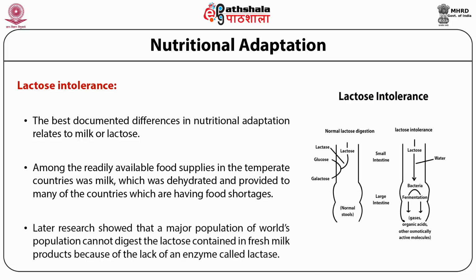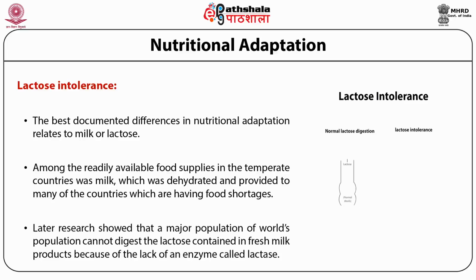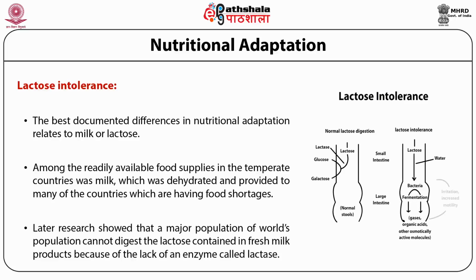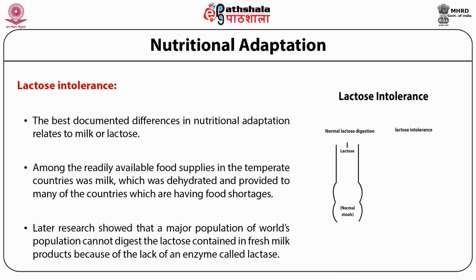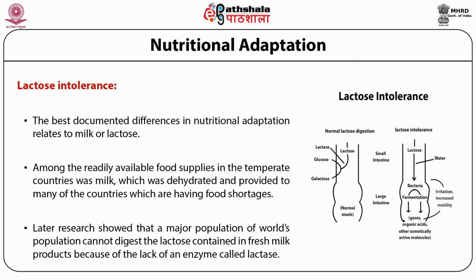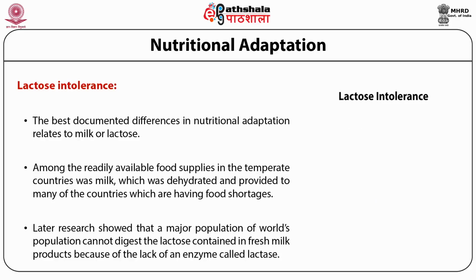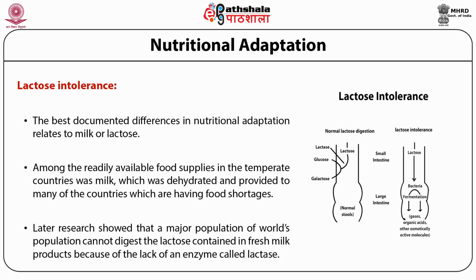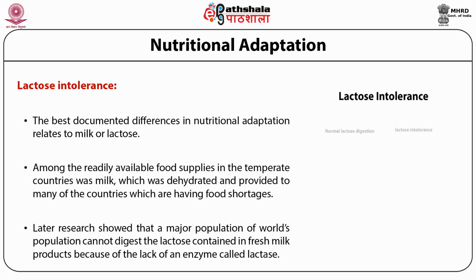and further research showed that many adults developed diarrhea when they ingested significant quantities of milk. Later, research showed that a major portion of the world's population cannot digest the lactose contained in fresh milk products because of the lack of an enzyme called lactase. This gut enzyme converts lactose to sugar, which may be converted to energy in the normal biochemical chain. This figure shows you lactose intolerance and the activity of the lactase enzyme, which I just mentioned: lactose changes into sugar, which changes into energy.